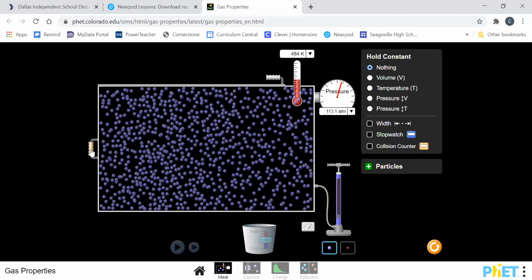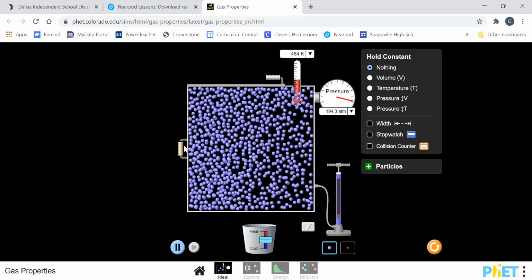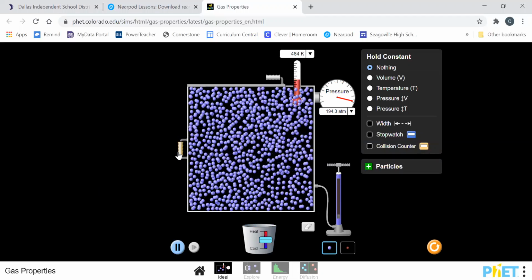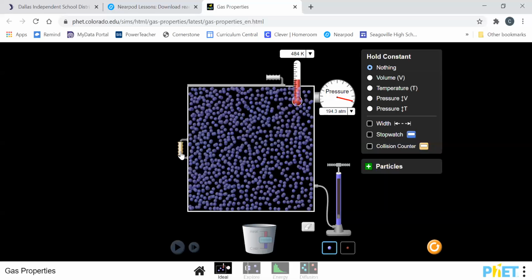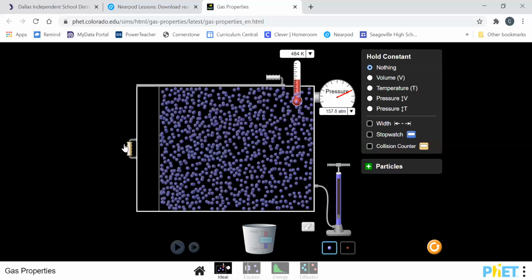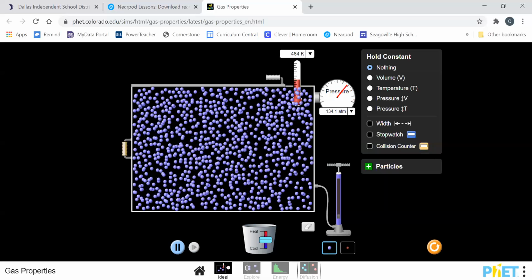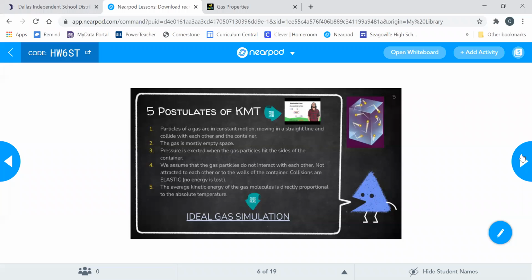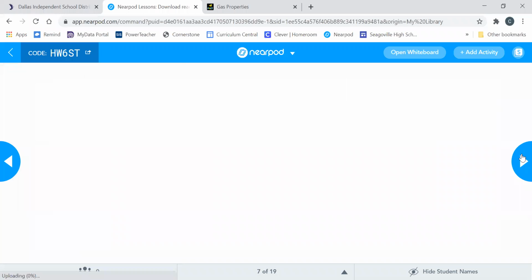I can reduce the volume, which is the space inside the container, and I can make it smaller. So the pressure is going to be really high because there's not enough space for them to move. So they're just going to be hitting the container a lot. So that's that. If you guys wanted to see it, you can also watch these videos that are attached to the PowerPoint.